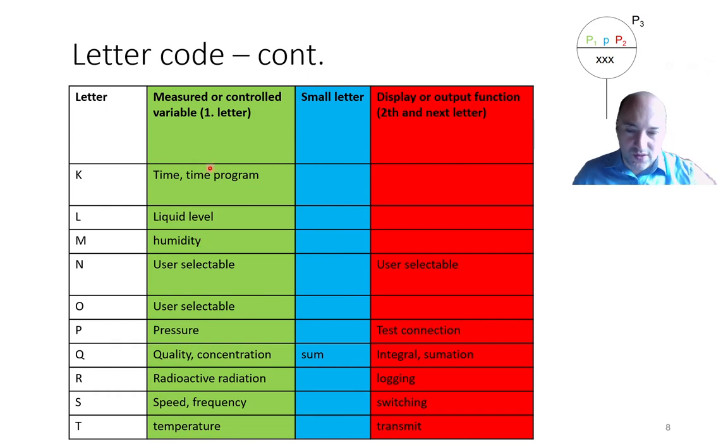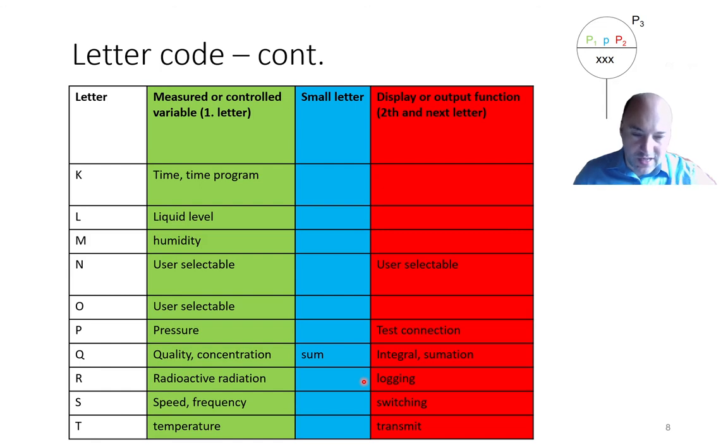So now we already know the meaning of mostly all of our symbols that we can see here. Q here stands for summing process. So if you are summing two signals together, then this might be small letter Q. And the third letter, again, is a capital letter. And you can see, okay, now Q stands for also summation and integral eventually. I will draw your attention to this. You can see that the letter R, if it's used in the first place, its meaning is radioactive radiation. But if it's on the third position, it is for logging. So you're recording the data somewhere, and you're storing the data so that you can later access them.